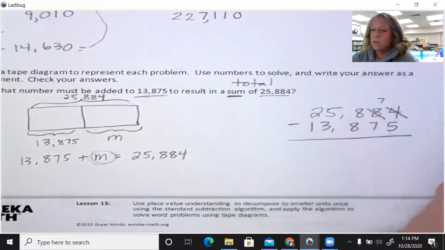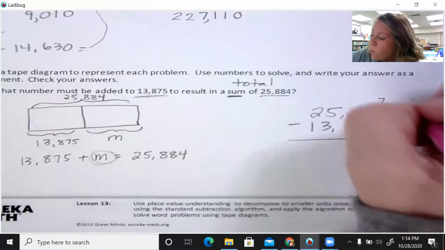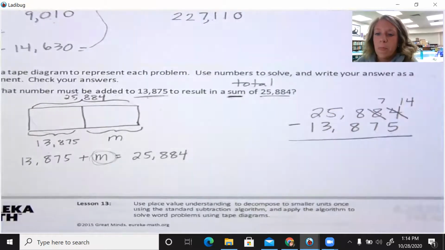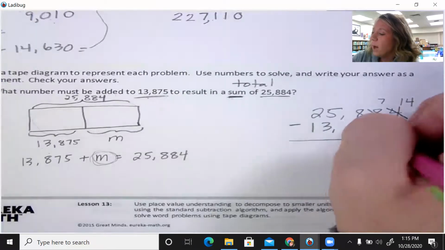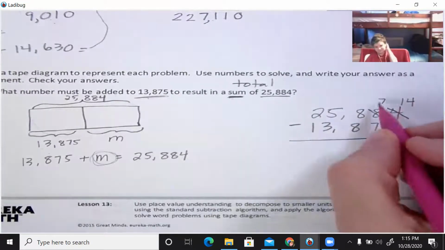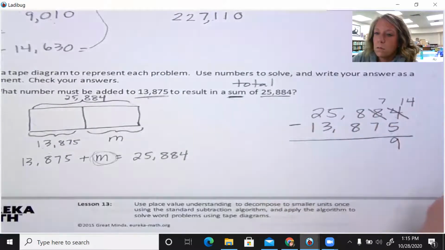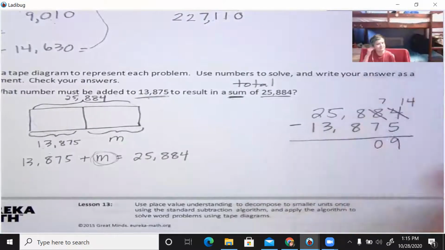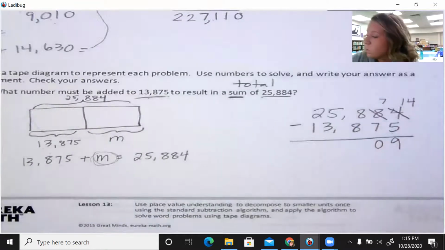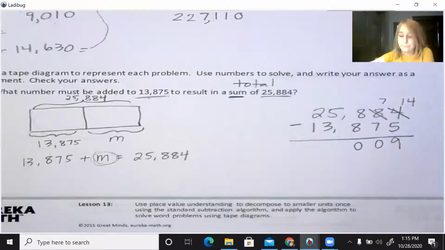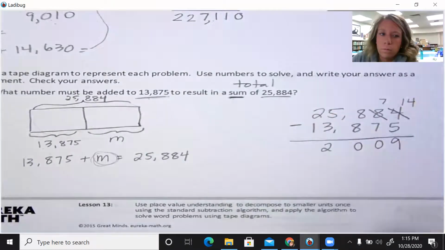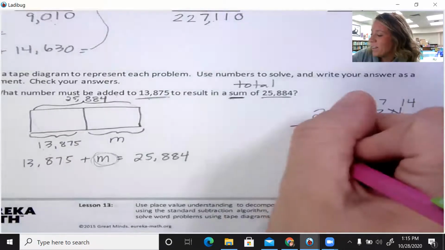And then I'm going to unbundle those. So I'm adding 10 to that 4 to give me 14. 14 minus 5 equals 9. 7 minus 7 equals 0. 8 minus 8 equals 0. 5 minus 3 equals 2. 2 minus 1 equals 1. There you go.